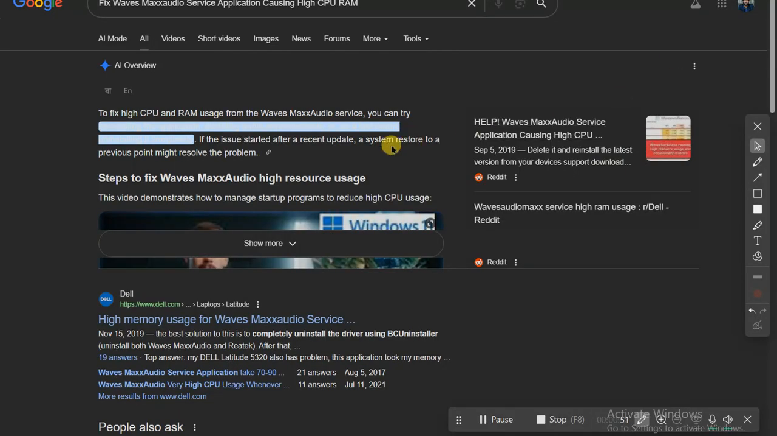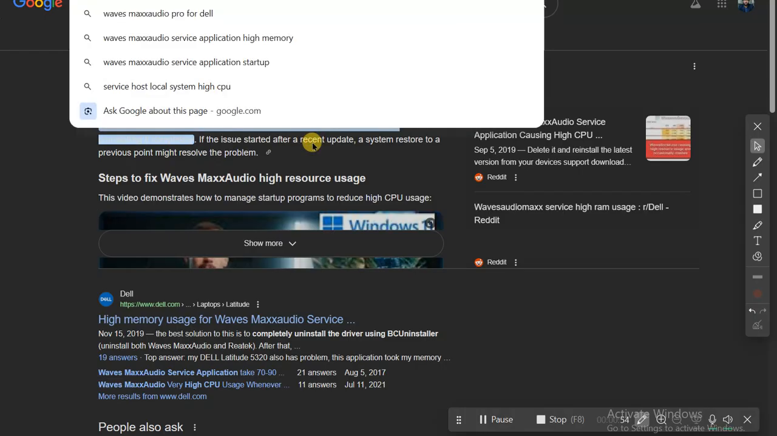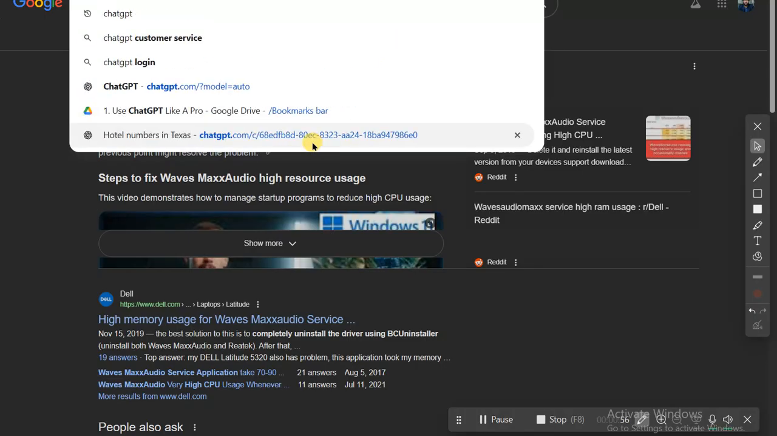But I fixed it with one secret, easy trick that reduces MaxxAudio resource usage and restores normal PC performance.